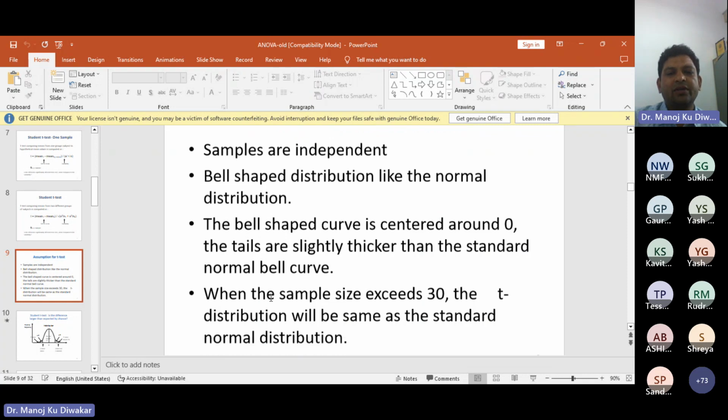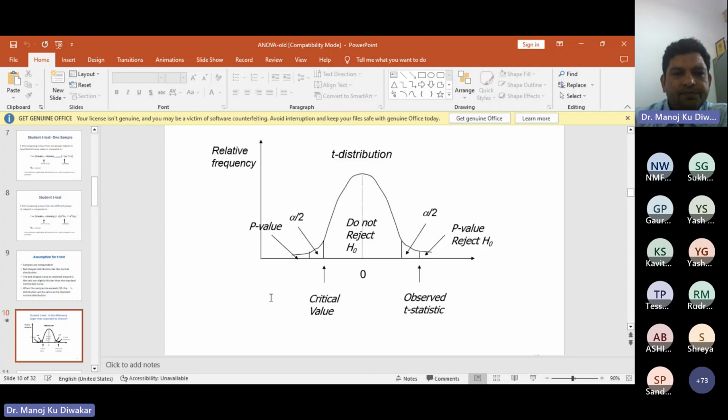Once we talk about the t-test or two sample t-test, when the sample size exceeds 30, the t distribution will be the same as the standard normal distribution. Here, in this two sample t-test, we are going to use it if we have smaller samples. Smaller samples means less than 30 or equal to 30.